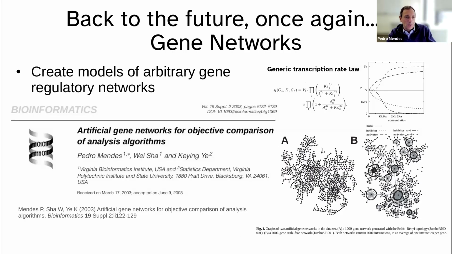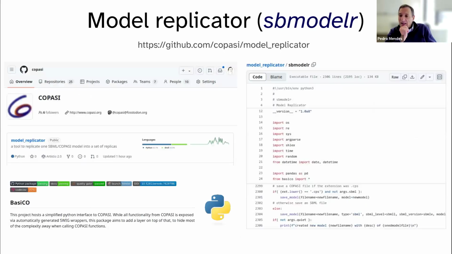And then each unit is a gene that can be activated or repressed by an arbitrary number of other genes. Okay, so then I decided that it was time to make a new version of that old program I had and make it for Copasi. And that is essentially what I'm going to describe in the rest of the talk. It's called SB Modeler, as I mentioned. Its initial name used to be Model Replicator, and then I just fused it into a single name.